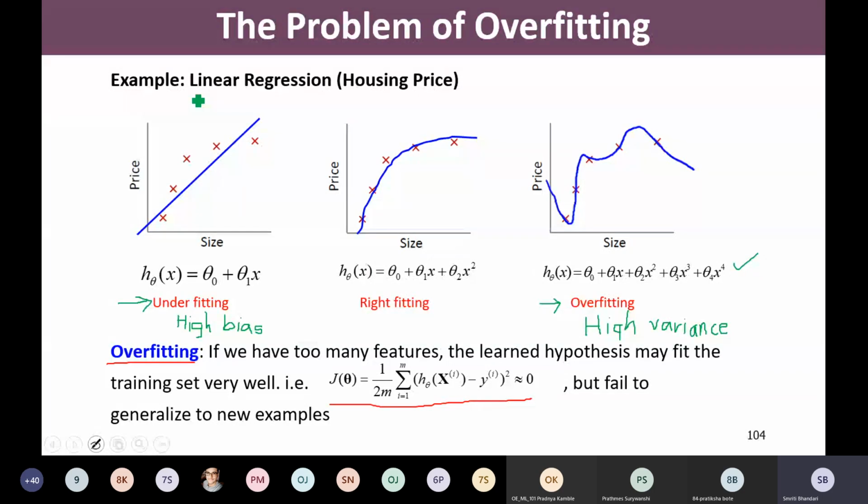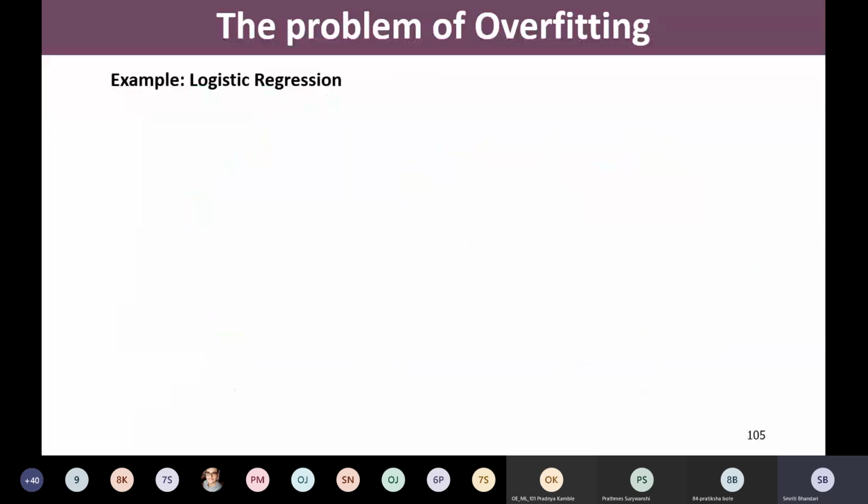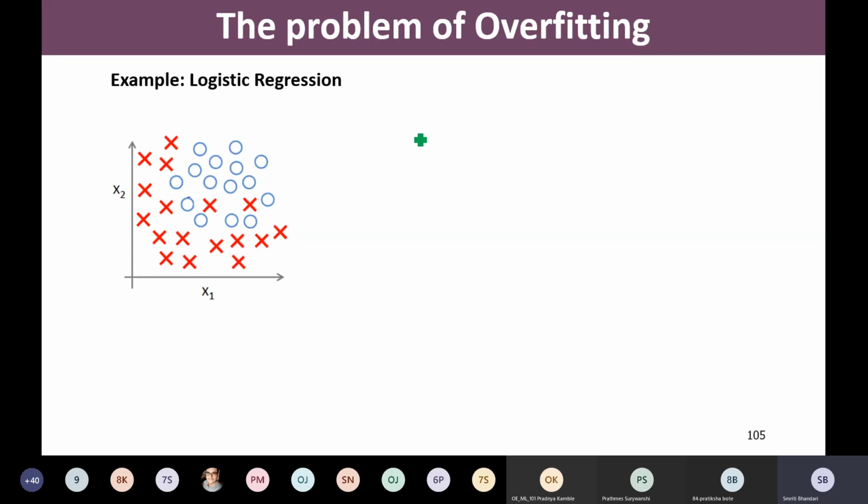Yes, ma'am. So this is the linear regression problem that we talked about. Now the same concepts can be applicable for logistic regression also, or any other algorithm. So I am just going to explain the same concept with respect to a logistic regression problem. Here we are having two features x1 and x2, and we are having the samples spread over this space. This is a training data set. The samples belong to two different classes, right?